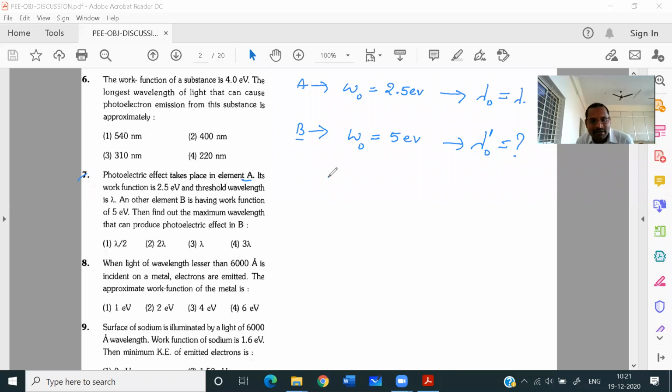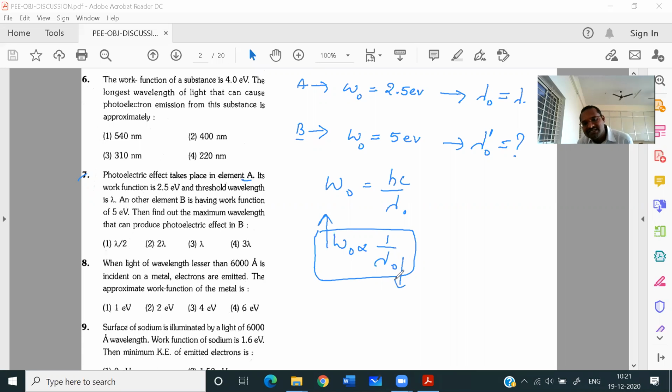See, I have written work function is equal to hc by lambda. Work function and wavelength are inversely proportional. Means if work function increases, wavelength should decrease. See here, work function is doubled: 2.5 becomes 5. Then the wavelength should become half. Are you understanding? So 1 by 2.